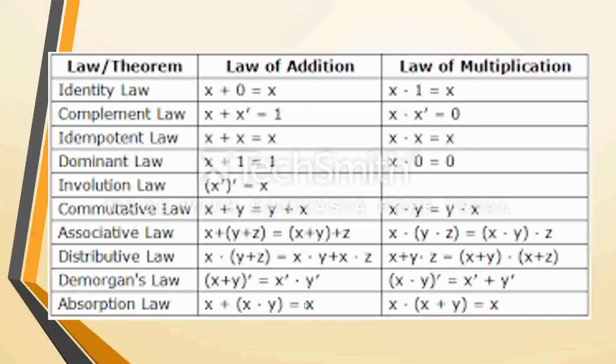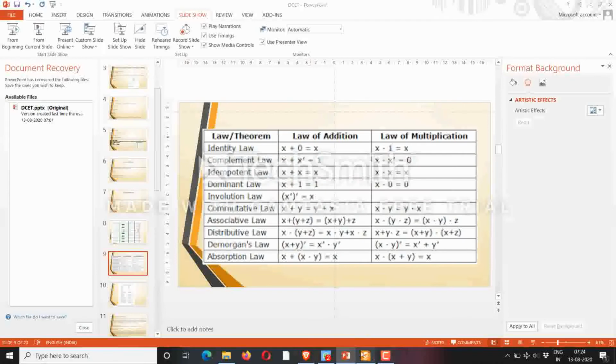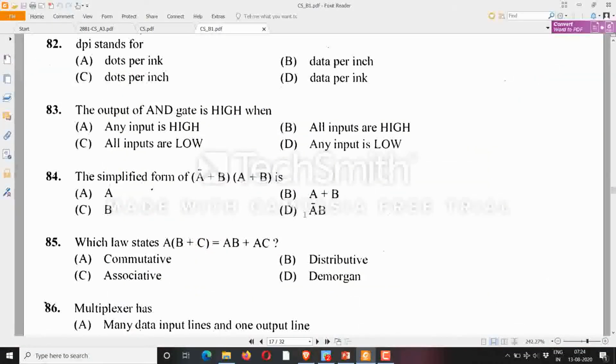In one question paper they have asked, let us move to this question paper. The output of the AND gate is high when any input is high, all the inputs are high, all the inputs are low, any input is low. So what is the answer for this? According to the AND gate's truth table, only when all the inputs are high is the output high. So option B is our correct answer.